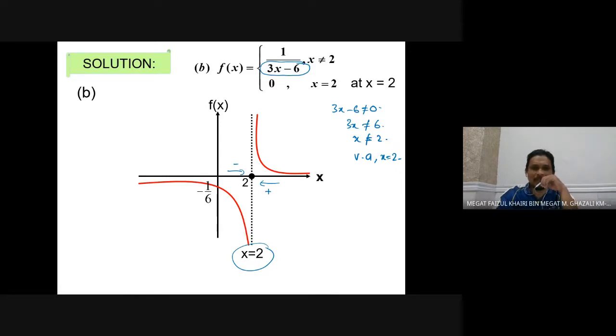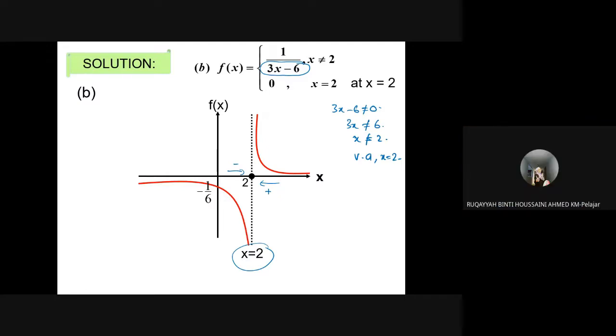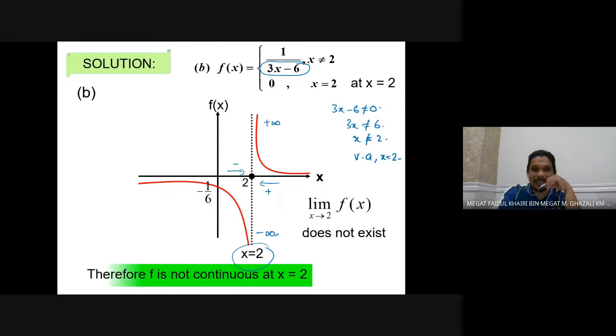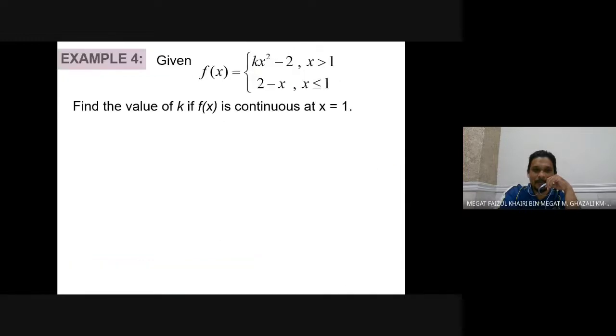So class, do you recall, is this graph continuous at x equal to 2? Is it connected, continuous? No. Okay, you can see clearly here this one is moving up to positive infinity and this one is moving down to negative infinity. So the limit does not exist and the function is not continuous at x equal to 2.